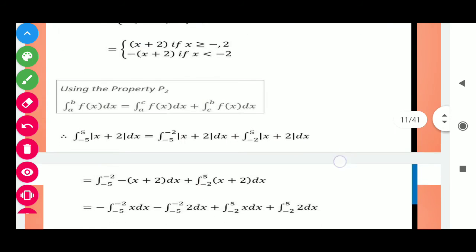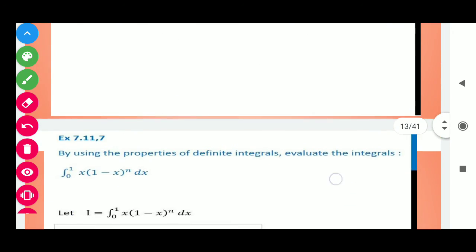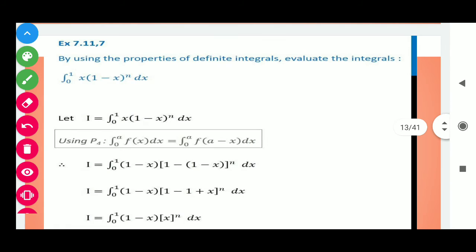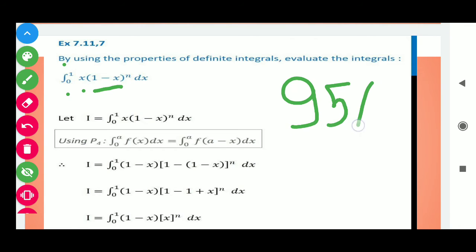सो स्टूडेंट्स, लेट्स कंटिन्यू with the next question. Here we have question number 7. This is an important question. Students, here 0 to 1 are the limits and the integrand is x times 1 minus x raised to power n. Students, in 95% of cases we use the property upper limit plus lower limit.